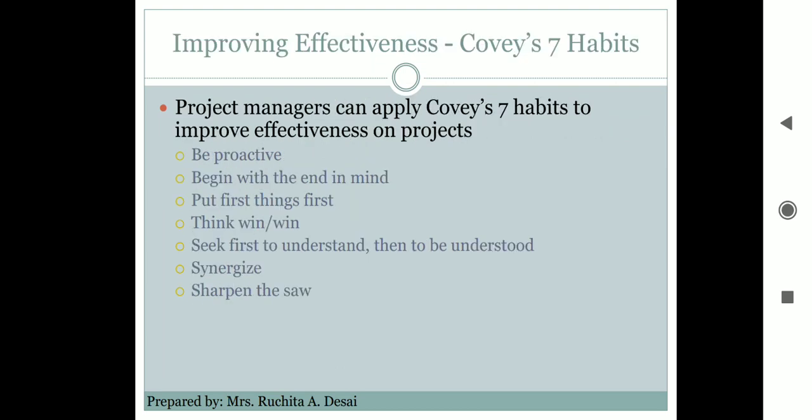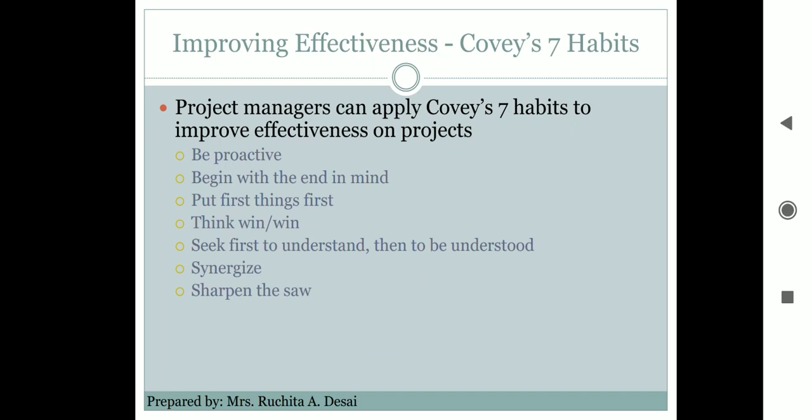Improving effectiveness: Covey's seven habits. Project managers can apply these seven habits to improve the effectiveness of the project. So what are these seven habits? The first is be proactive. The project manager must be proactive in anticipating and planning for problems and inevitable changes on the project.